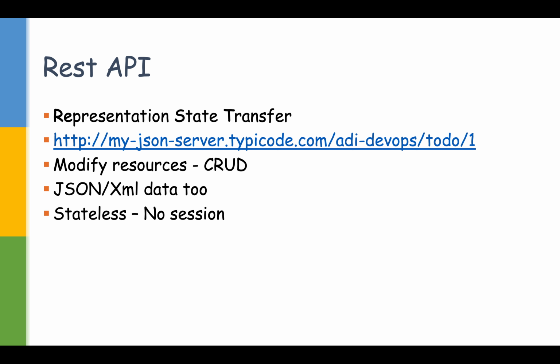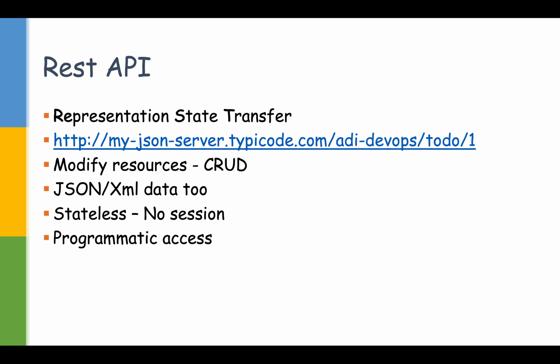REST APIs are stateless. So what that means is from any machine you hit this endpoint, it will give the same response. So that does not mean that once you have a session, the to-do list will give you a specific response. So it's stateless. It does not know whether you are logged in or you have a session.